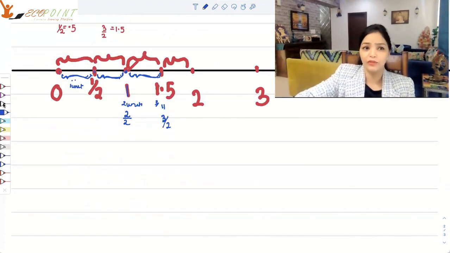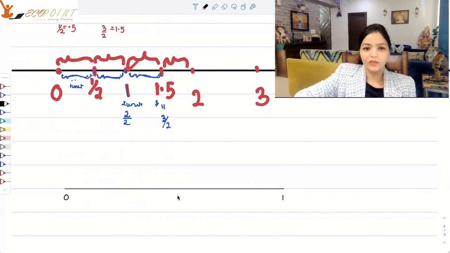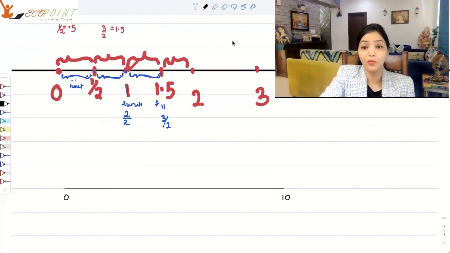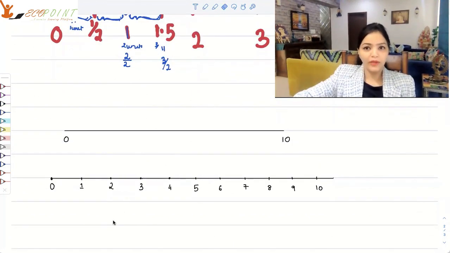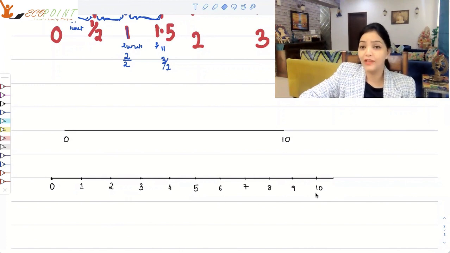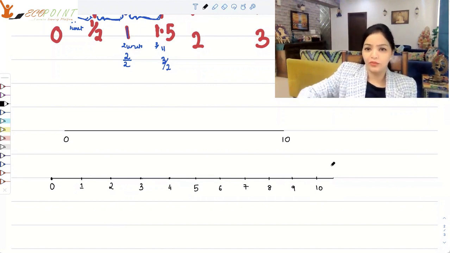So this time what I'm going to do is, instead of the entire number line, I will just take 0 to 1. Or say I will just take 0 to 10. Let's take 0 to 10. And I'm going to convert it to 0 to 1. Let's see how. Now I'm going to imagine that 10 is actually not 10, but it is 1. How can I do that? If I divide 10 by 10, this becomes 1.